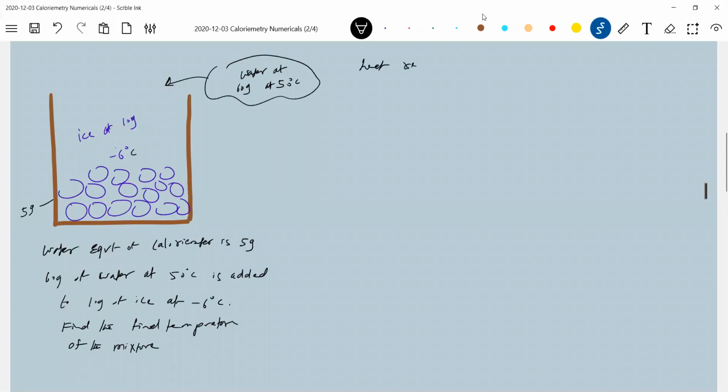Heat required to raise the temperature of ice. So how much is it? Q1 is equal to mass of ice into specific heat of ice into 0 minus minus 6. So mass of ice will be 10, specific heat 1 by 2, this is 6, so this will be 30 calories.